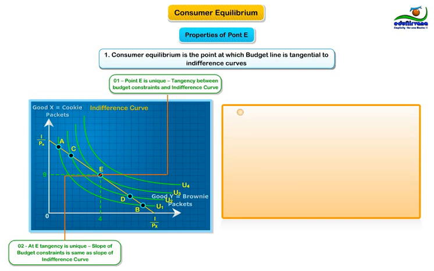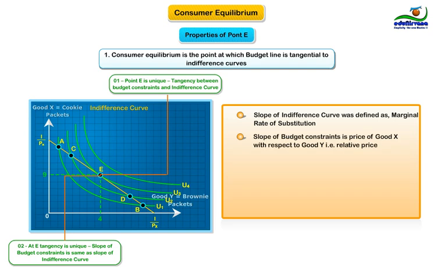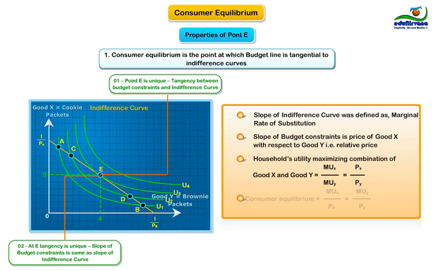As discussed earlier, the slope of the indifference curve was defined as the marginal rate of substitution, and the slope of the budget constraint is the price of good X with respect to good Y, that is, relative price. Therefore, at the household's utility maximizing combination of good X and good Y, the price ratio must be equal to the marginal rate of substitution, or MUX divided by MUY is equal to PX divided by PY, which can be rewritten as MUX divided by PX is equal to MUY divided by PY.